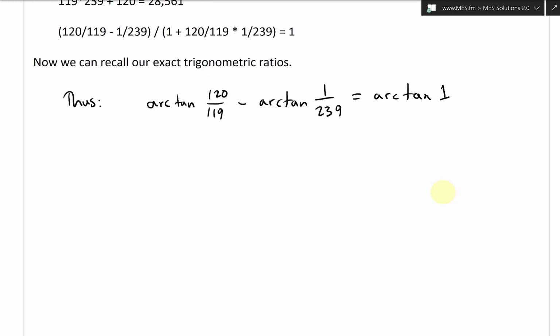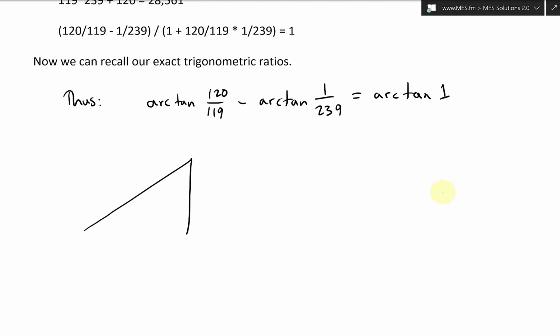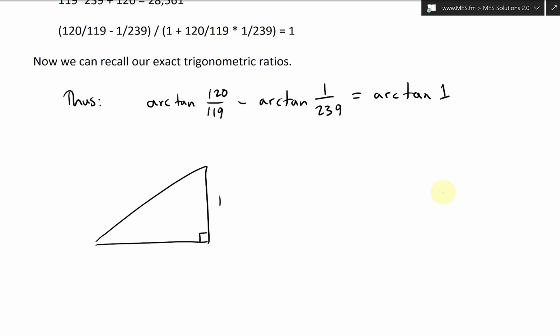So if we draw a triangle with opposite 1 and adjacent 1, that means this is just a square. So that's just a square with side 1, and this is divided by 2, so the full angle is pi over 2. So this is pi over 4, in other words a 45 degree angle there. And likewise, this is pi over 4. So this is a right angle like that, and that means this is pi over 4, so that's the angle.